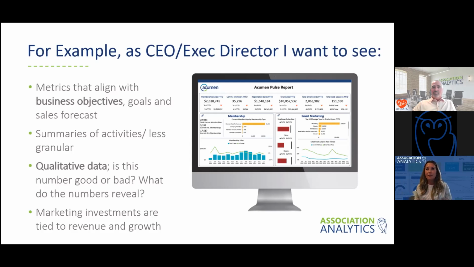And then the other one that I'm always interested in, and I think many associations are interested in, is how our marketing investments, how our operational investments that we make are tied to revenue and growth. And so when you can tie this all together, you can really put together a nice executive dashboard that ties everybody together, so you're not playing that crazy game of telephone as much anymore.